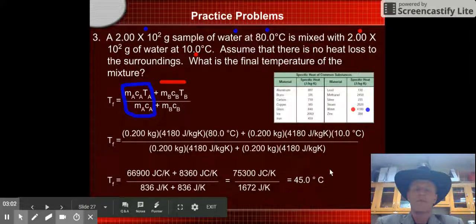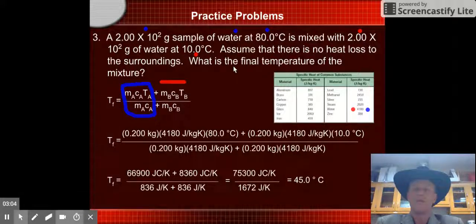And we get 45 degrees. And that should make sense. If we have hot water and cold water coming together, what's it going to do? It's going to meet at the middle.